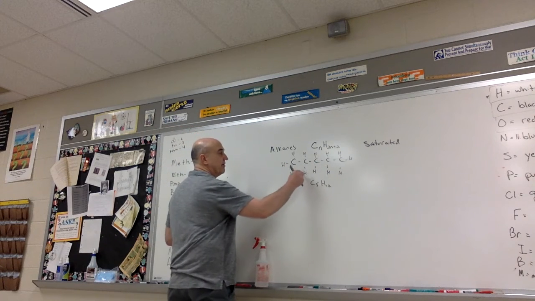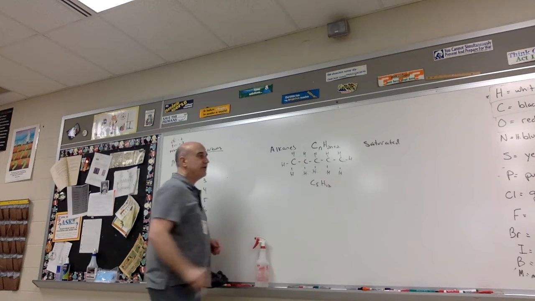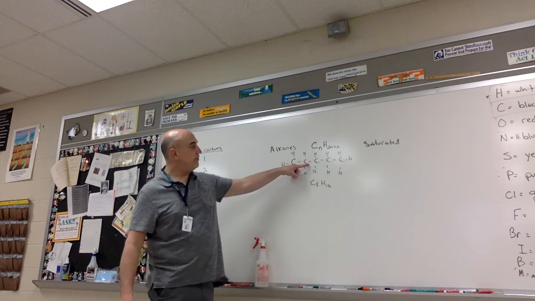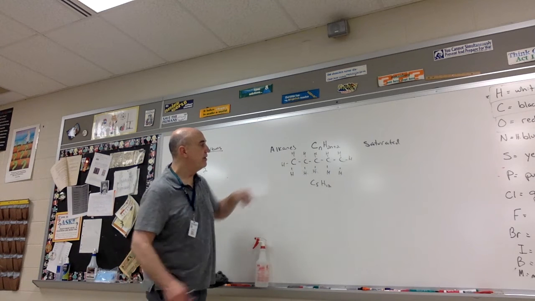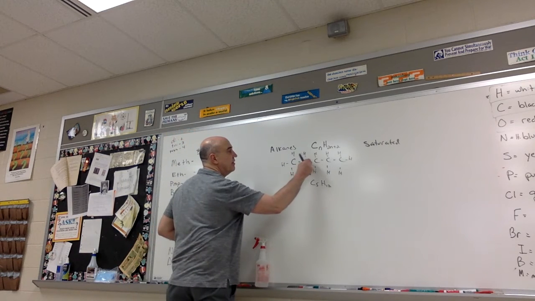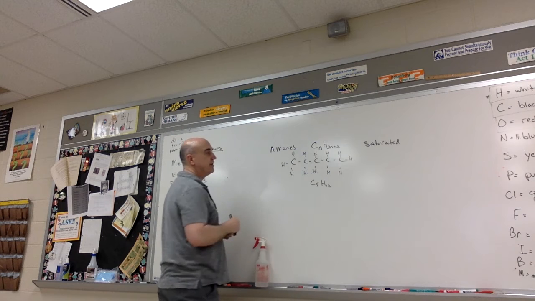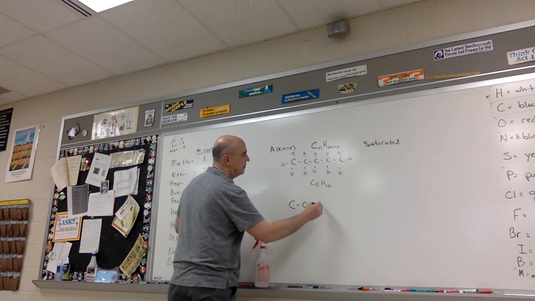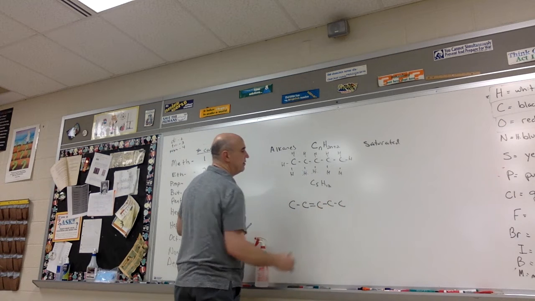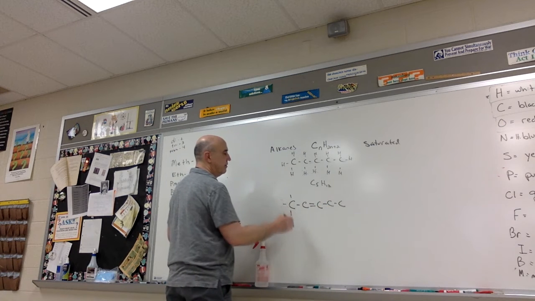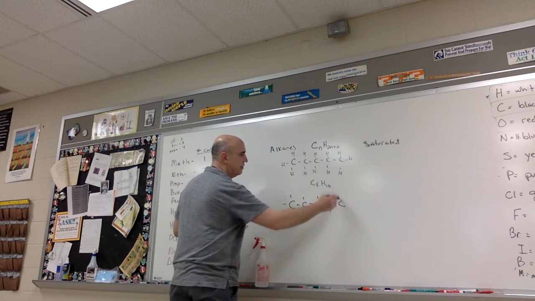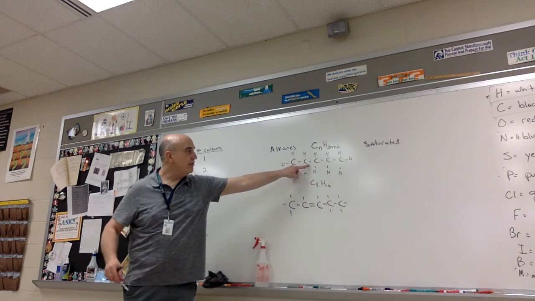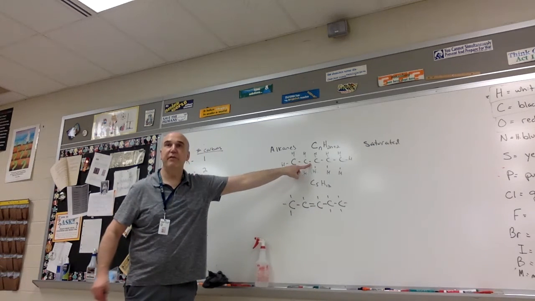So let's say I get rid of that hydrogen and that hydrogen. If I do that, that frees up a bond for each of these carbons. And now I can form the double bond here. So what we end up with, if I get rid of these 2 hydrogens, now I can form the double bond between these carbons.